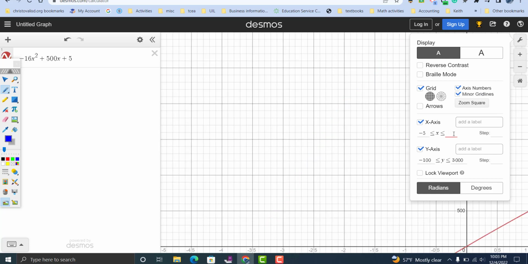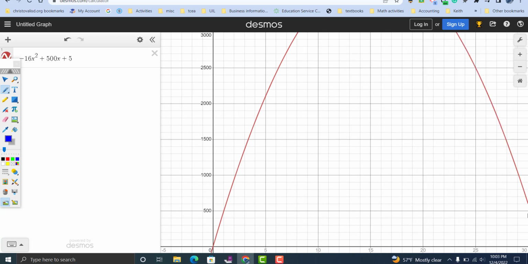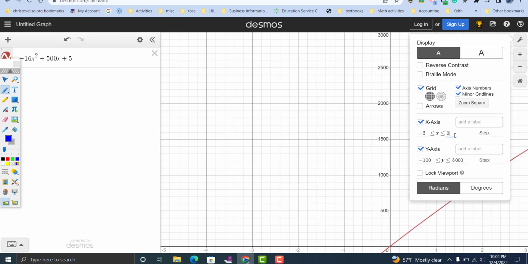Make a good educated guess, and I'm going to say 30. Well, when I look here, 30, it still hasn't landed. So let's make that a little bit bigger and make it at 35.